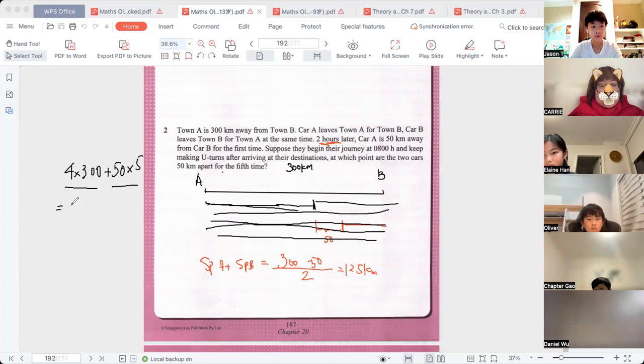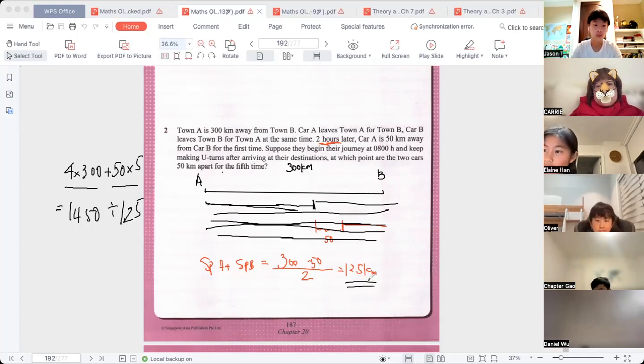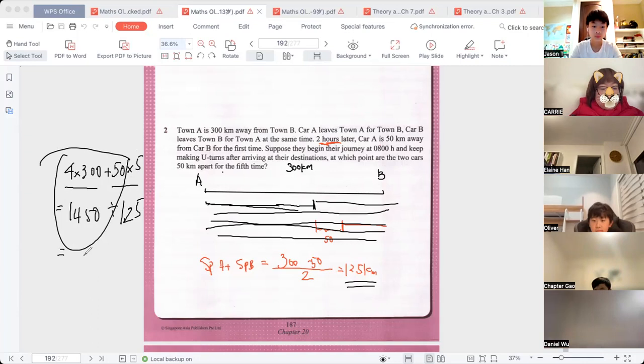So the total distance they traveled should be 1,450. So divided by what? Divided by 125, because that is the total distance of car A and B. This is the total distance car A, B drives. So that's why it equals 11.6 hours. So they are 50 kilometers apart for the fifth time. So you're just using what? 11.6.